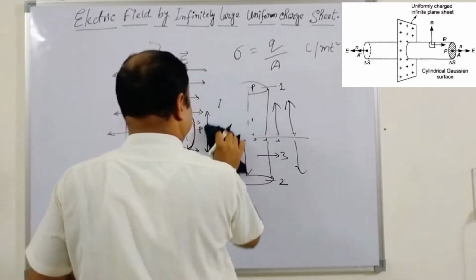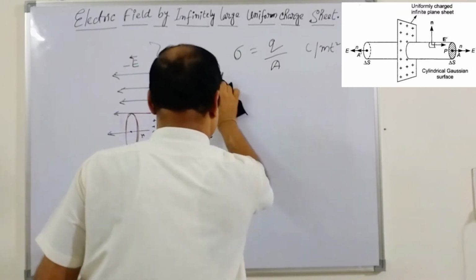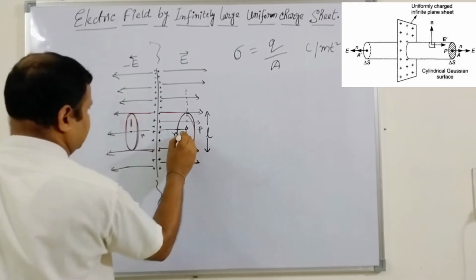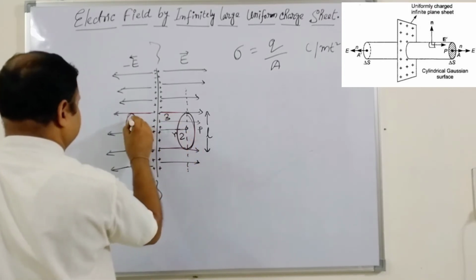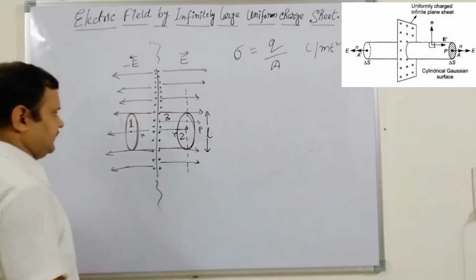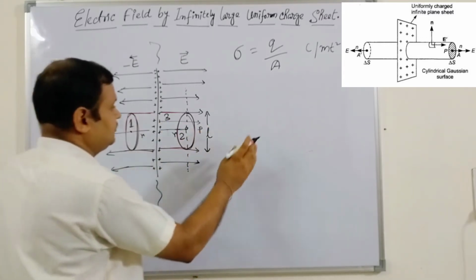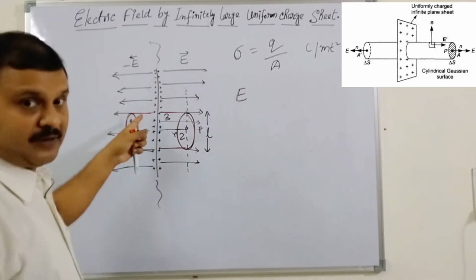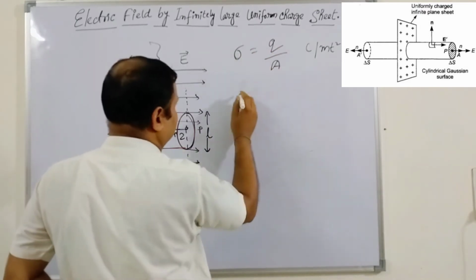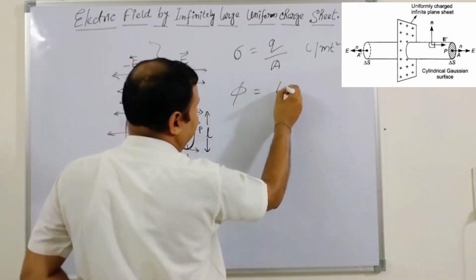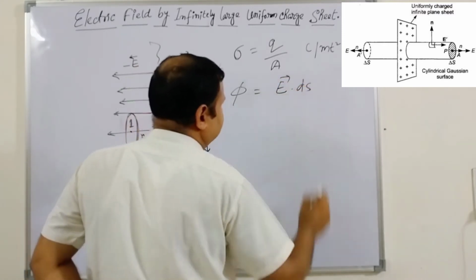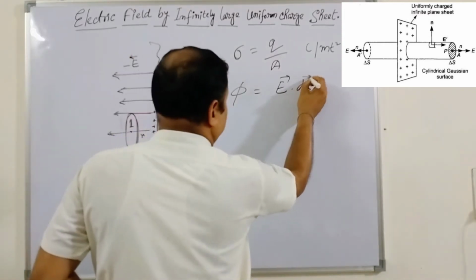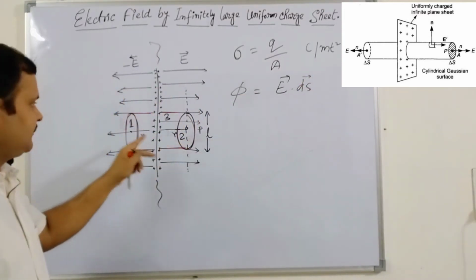Now, suppose this is surface 1, this is surface 2, and this is surface 3. Okay, total cylinder surface. Now, for the electrical field, flux from this, as you know from the course, phi equals the dot product of E and dS, the field and the surface for each.